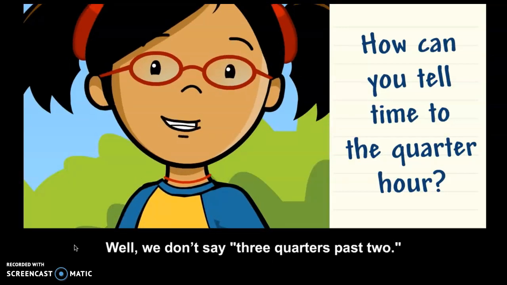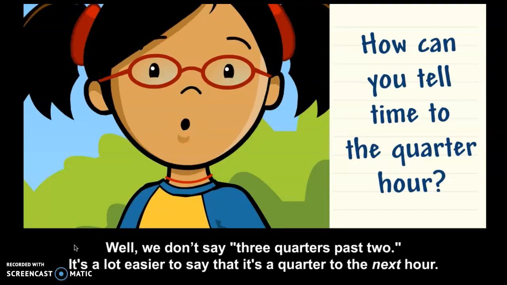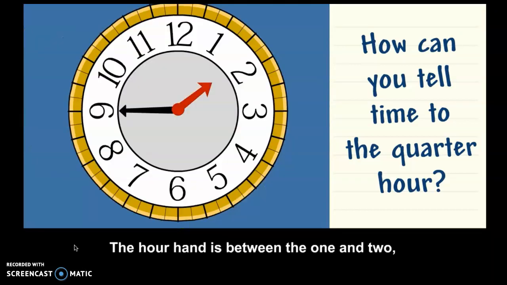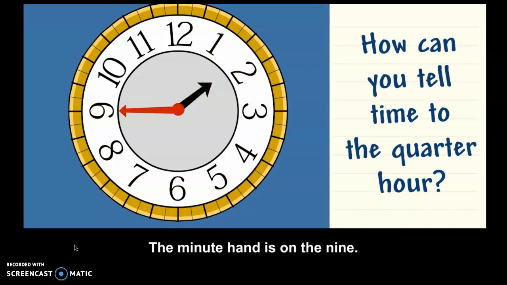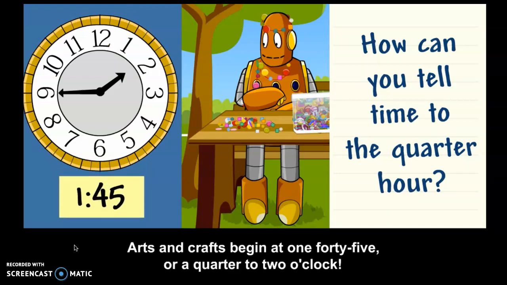Well, we don't say 3 quarters past 2. It's a lot easier to say that it's a quarter to the next hour. What time are we doing arts and crafts? The hour hand is between the 1 and 2, but it's closer to the 2. The minute hand is on the 9. Arts and crafts begin at 1:45, or a quarter to 2 o'clock.